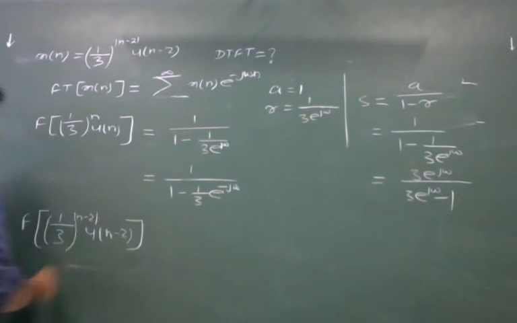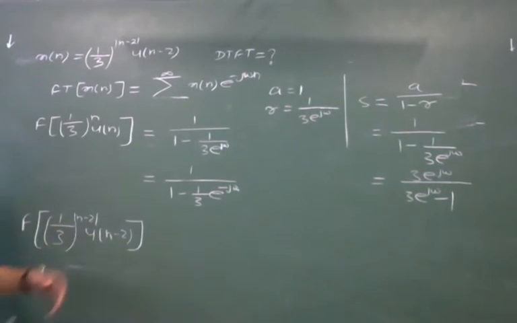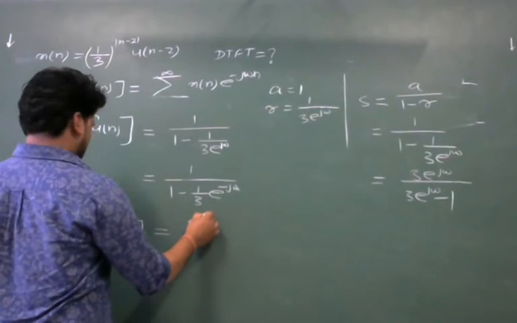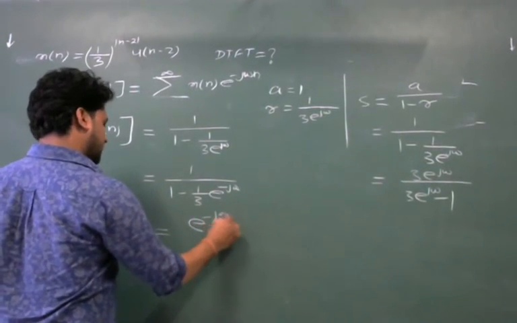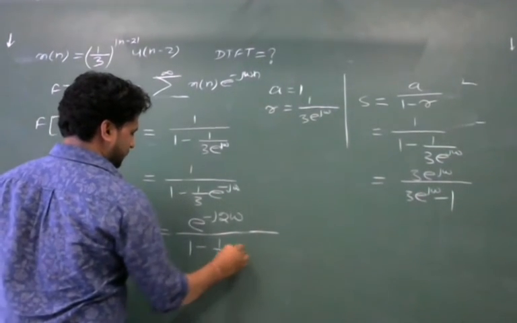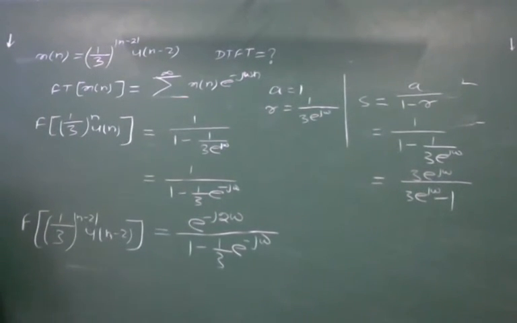Because there is a shifting of 2, I will simply multiply the signal with e power minus j 2 omega upon 1 minus 1 by 3 into e power minus j omega. So this is the way we can apply the time shifting property of the discrete time Fourier transform to get the Fourier transform of the given signal.